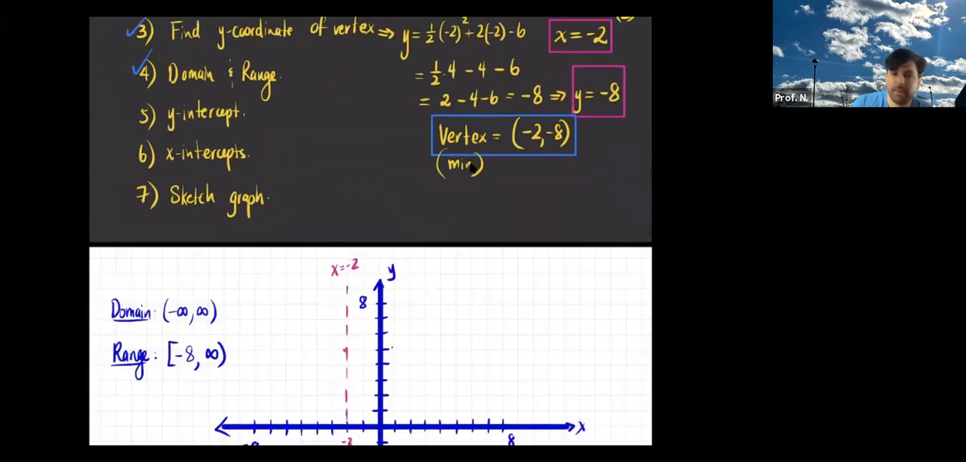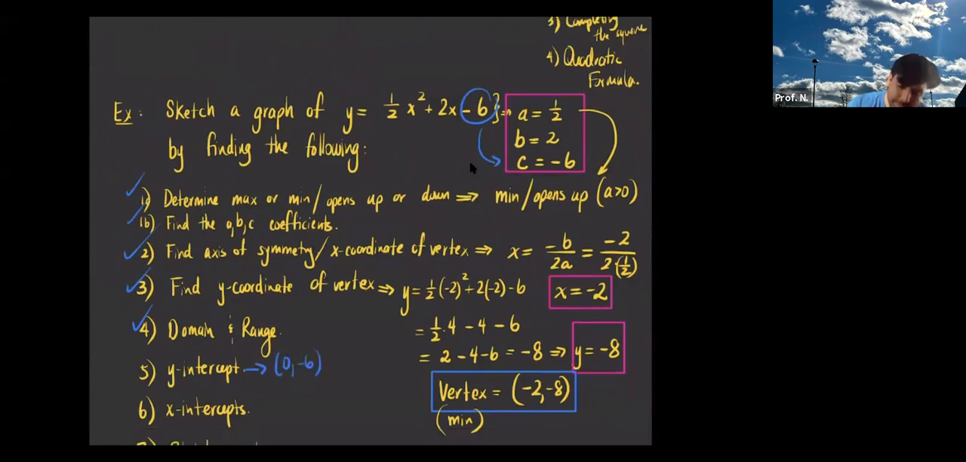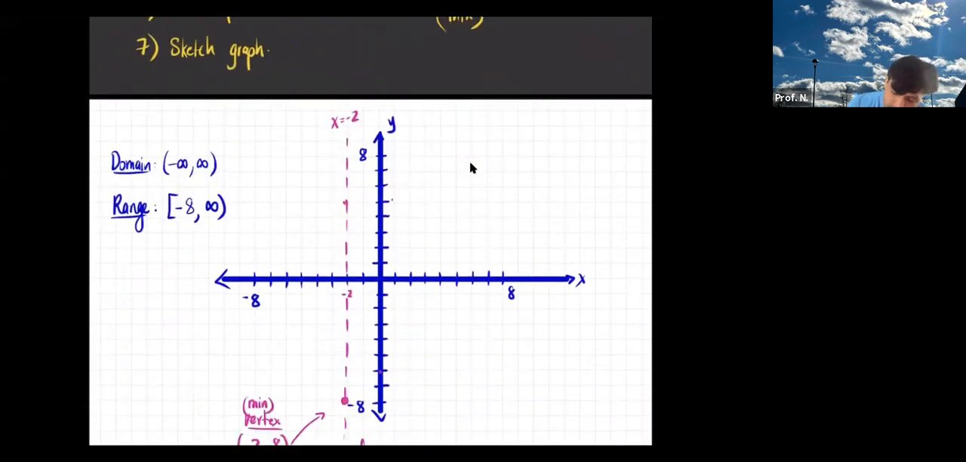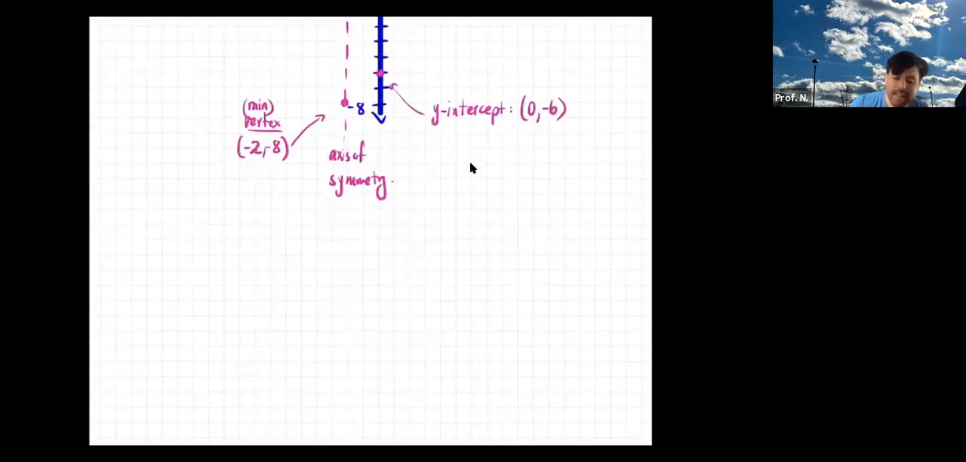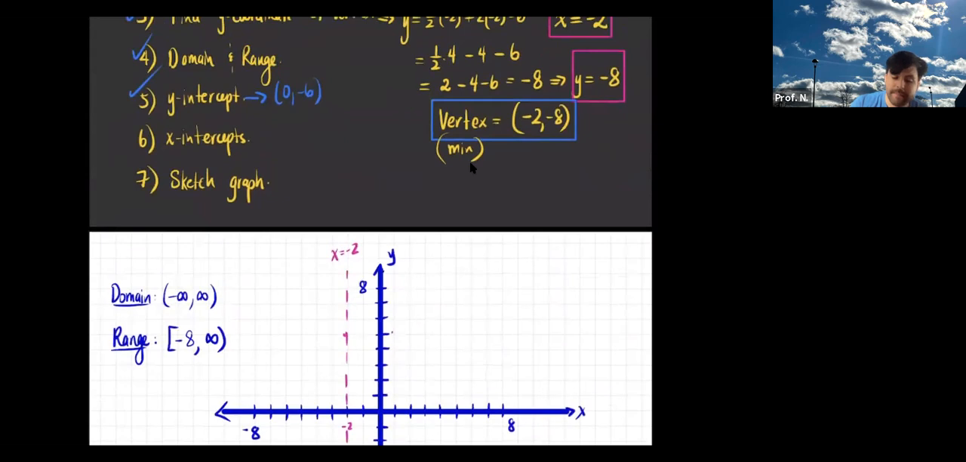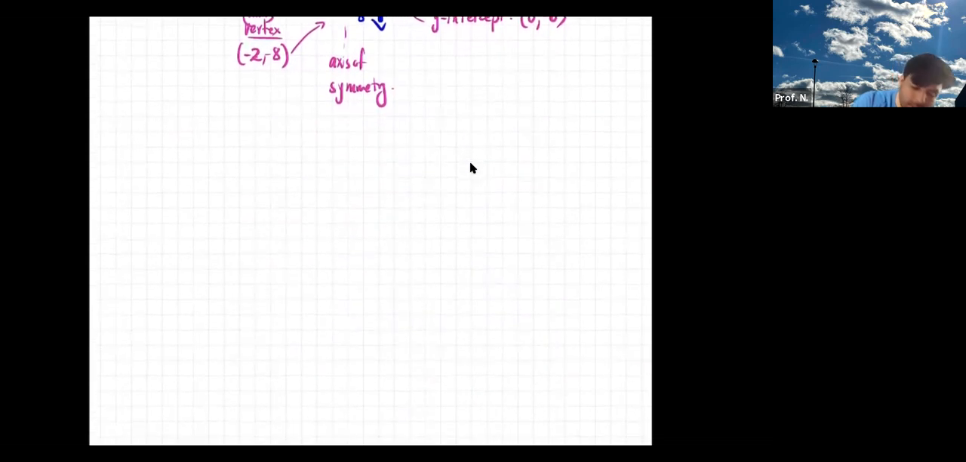What's the y-intercept? The y-intercept is found by looking at the C value. So this would be what? 0, -6. 0, -6 is right here. I got 0, -6 as my y-intercept. So far I'm good. Now, what are the x-intercepts? That's the last thing. Once I have this, then I can sketch it. So how do you find the x-intercepts?